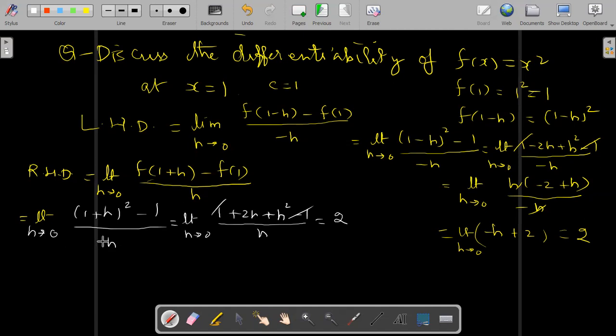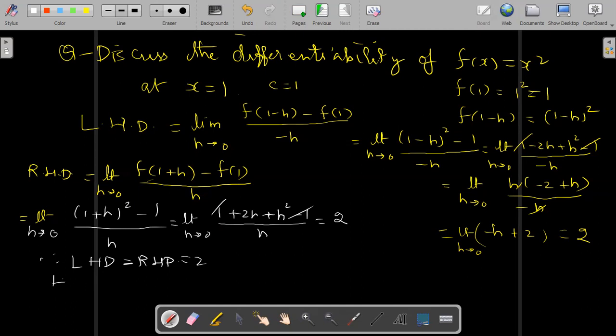So the left hand derivative is equal to the right hand derivative. Therefore, we can say that the left hand derivative is equal to the right hand derivative, which is equal to 2.